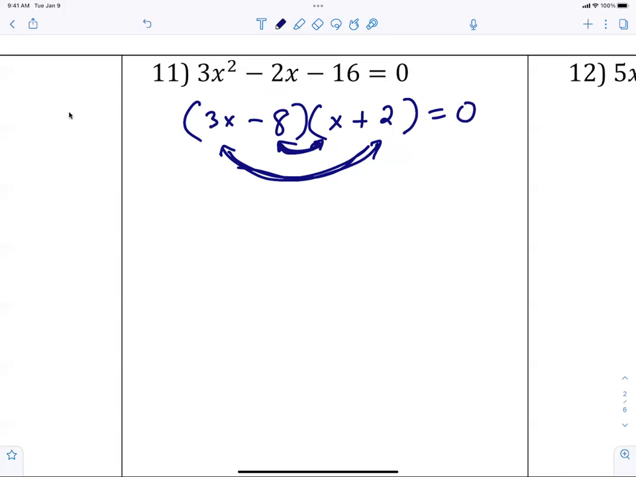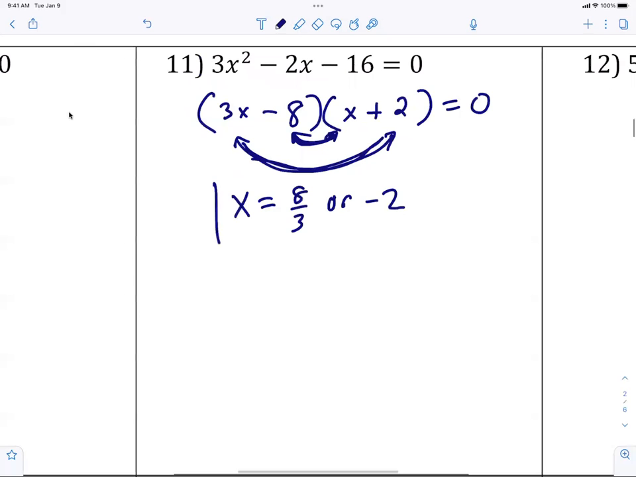Now, how much do I hate writing 3x minus 8 equals 0 and x plus 2 equals 0? I hate it. It is a waste of my time. You should be saying it's just a waste of my time. Please, can I just write the answer? Yes, write the answer. Now, I'm going to write down x equals what? 8/3. If you're like, man, I have no clue how you got 8/3, now's the time to ask. Or what? -2. That is a good answer right there.